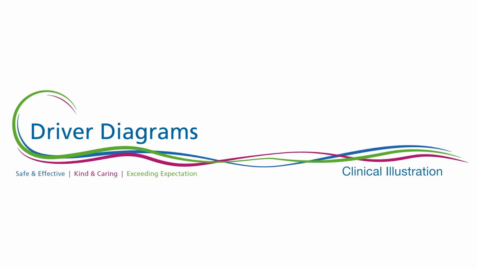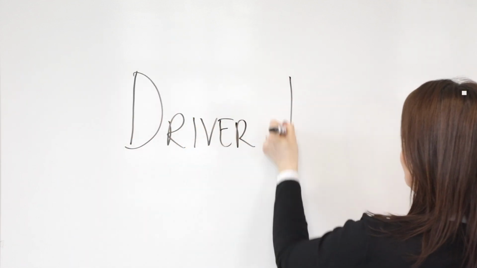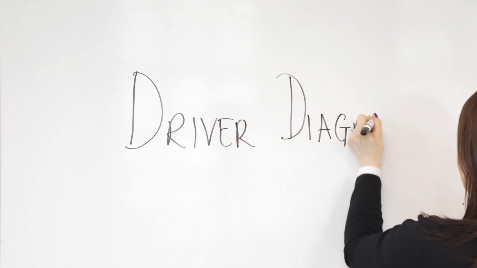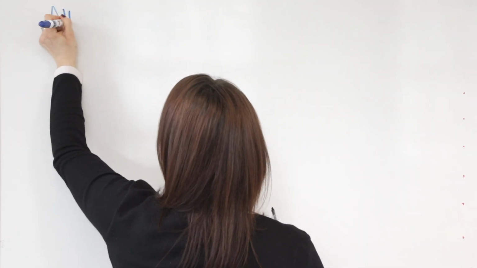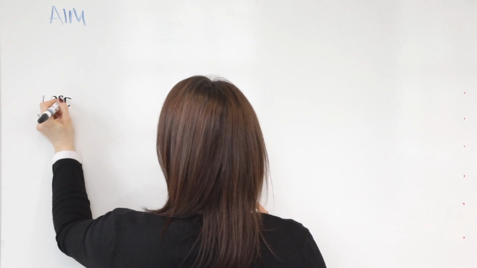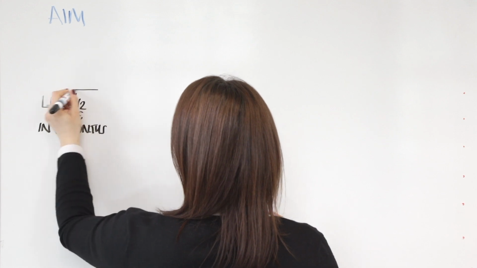In this video, we are going to talk about driver diagrams, which are a useful tool in helping you pull together different projects which could affect your aims. Firstly, it is helpful to have a SMART aim which you are hoping to achieve. In this example, we are hoping to lose half a stone of weight in the next 6 months.